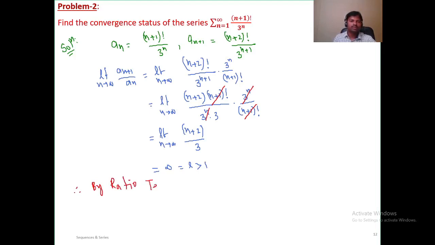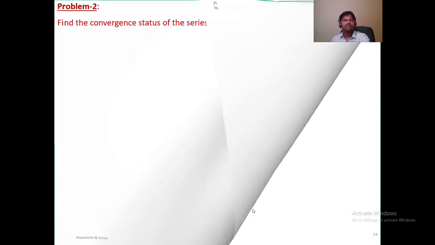By ratio test, the given series diverges. The given series diverges. Okay. That's it. Next one.